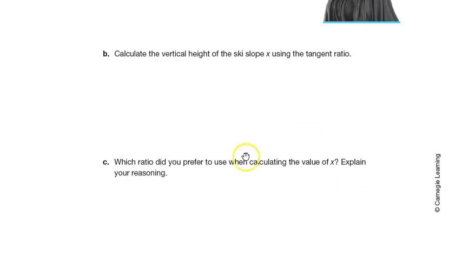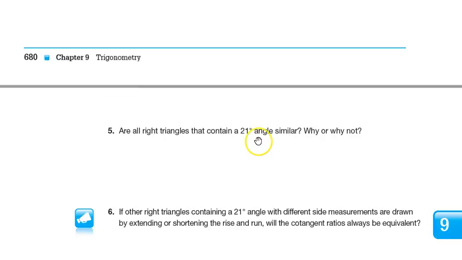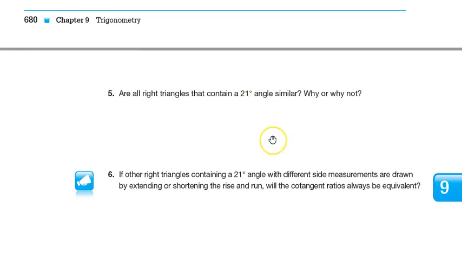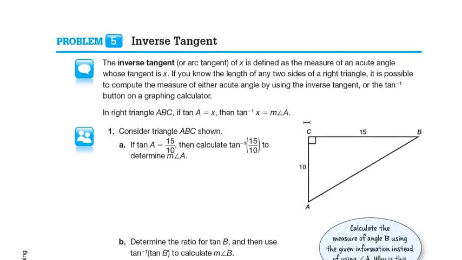And you need to figure out which one is better and explain your reason. That's a preference, but one of them is simpler. So you should be able to make a decision there and explain it. Key is explaining it. So that says, are all right triangles that contain a 21 degree angle similar? Well, think about it. If it's a right triangle, it's got a 90, and it's got a 21, so you have angle-angle similarity. That should help you answer this question.